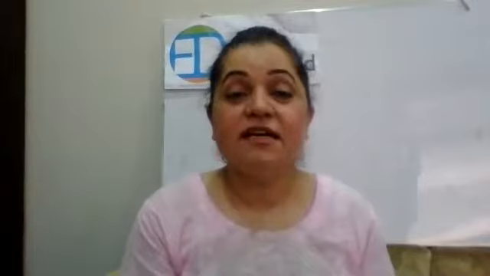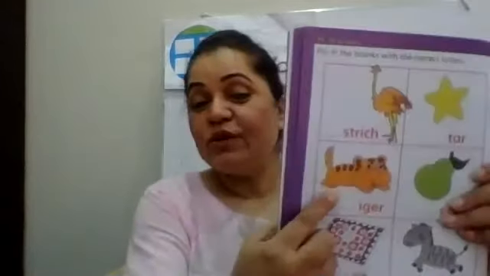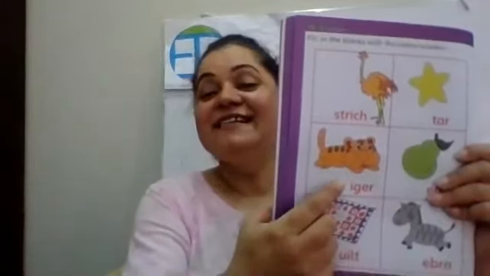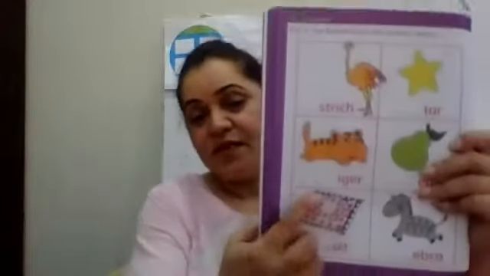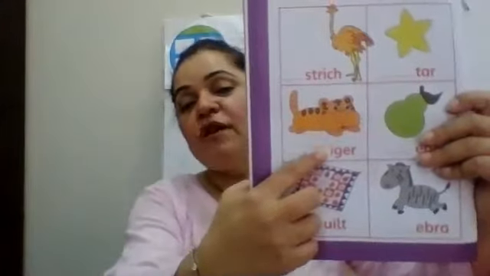Now the second picture. What is this? Tiger. What is the beginning sound? T. Yes. T is for tiger. So you're going to write a small t here. Very, very nice.